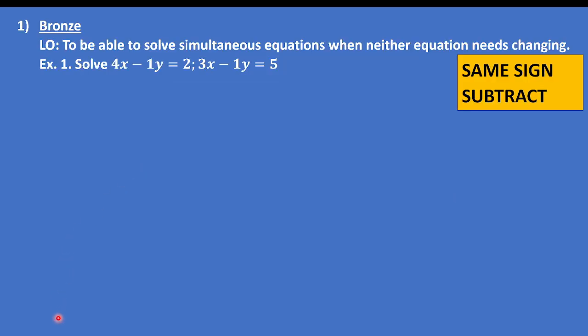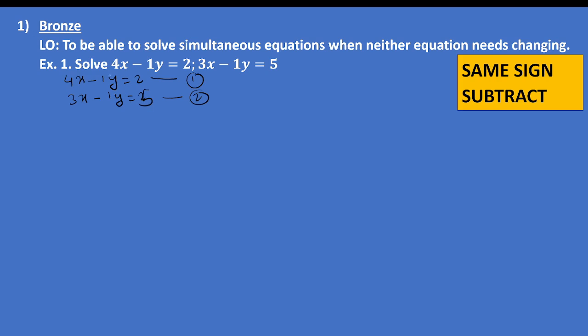So here I started with the bronze category. In the bronze category I took an example of same-sign questions. In here, first we are going to write the given equations as they are, with some labeling. So this is my first equation, I am labeling it as 1, and this is my second equation, which I am going to label as equation number 2.